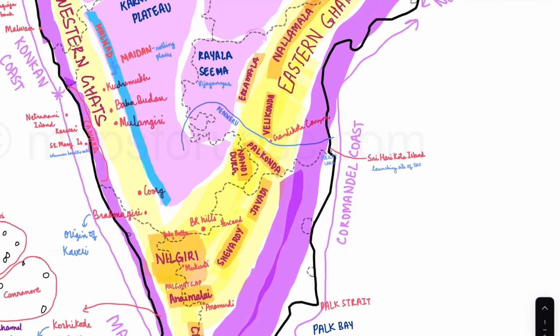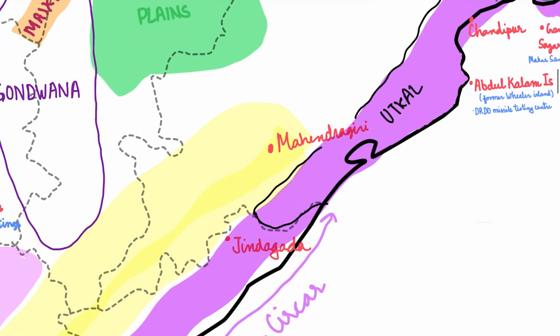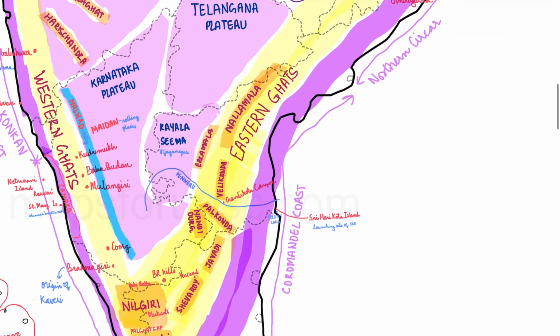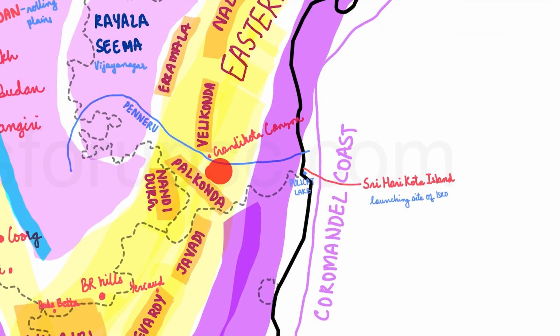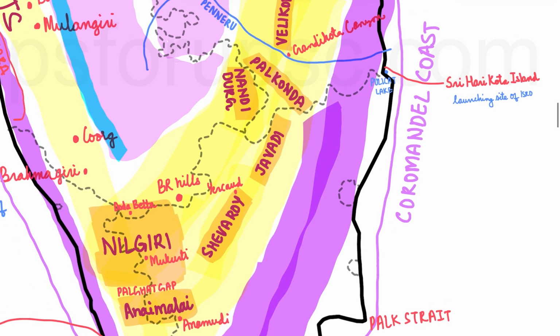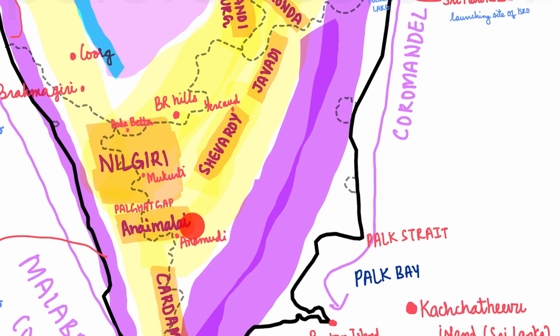Then in the Eastern Ghats, the major peaks are the Mahendragiri Hills, and we also have the Gandikota Canyon, which is on the Penneru River. We have the BR Hills, Biligiri Ranga Hills, and the Doddabetta. So the highest peak of this area is Anaimudi, which is in the Anamalai Hills.